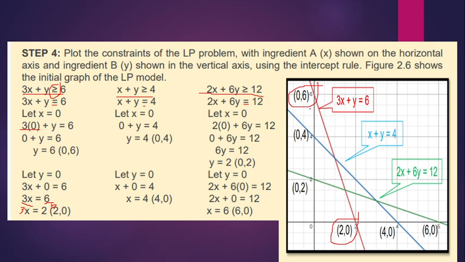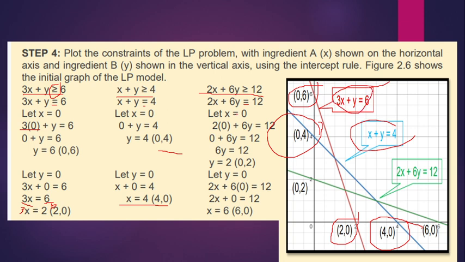Next, x plus y greater than or equal to 4, so x plus y equals 4. Let x equals 0, so 0 plus y, x is replaced by 0, then y equals 4, so 0 and 4. Let y equals 0, x plus 0 equals 4, because y is replaced by 0. So x equals 4, 4 and 0. That means 4 and 0 is this point. And graph the inequality x plus y.